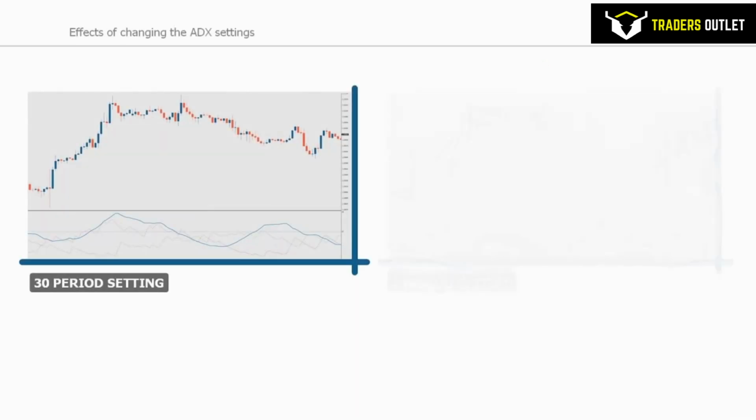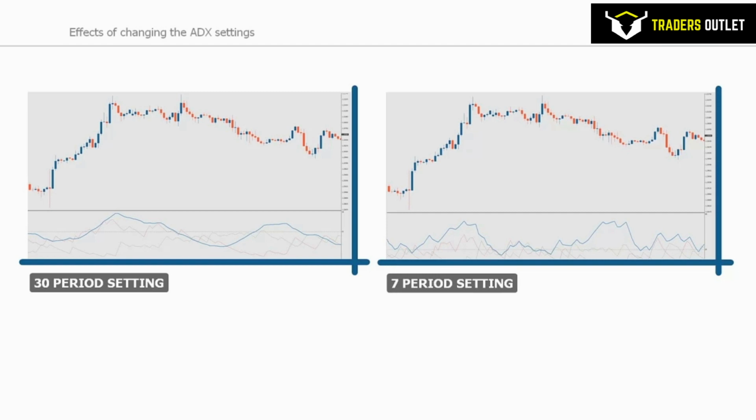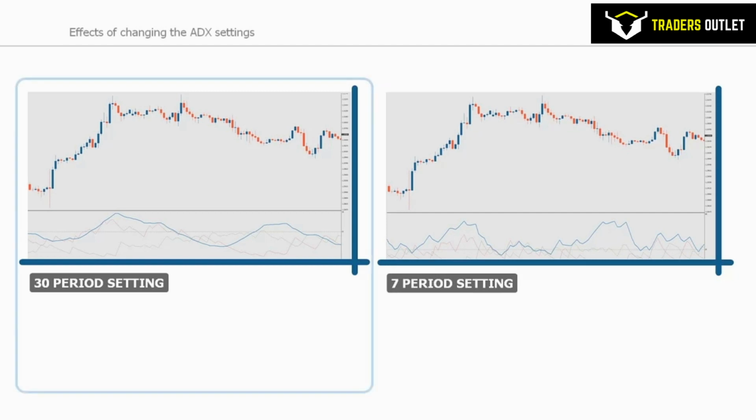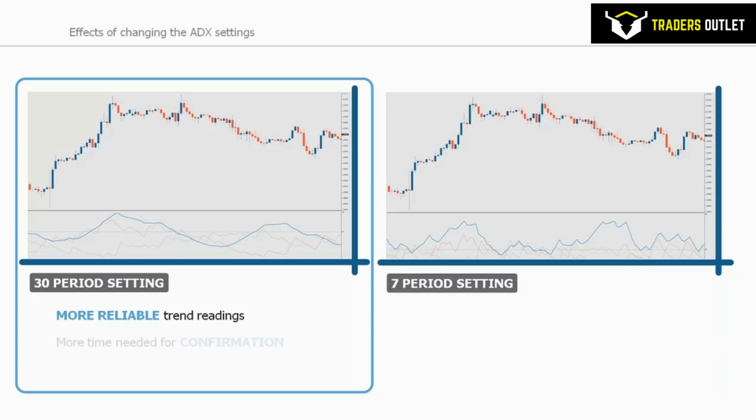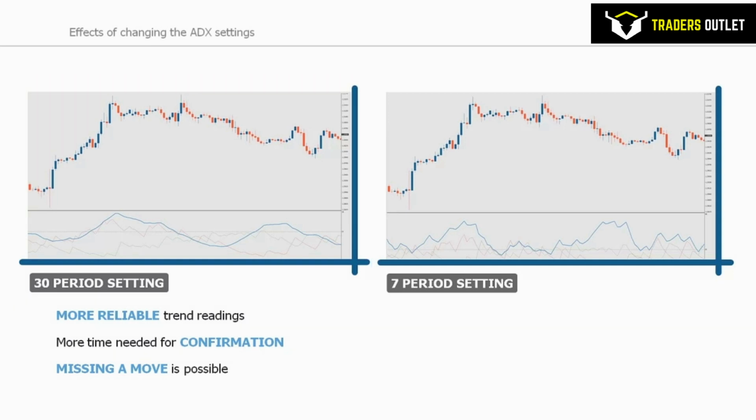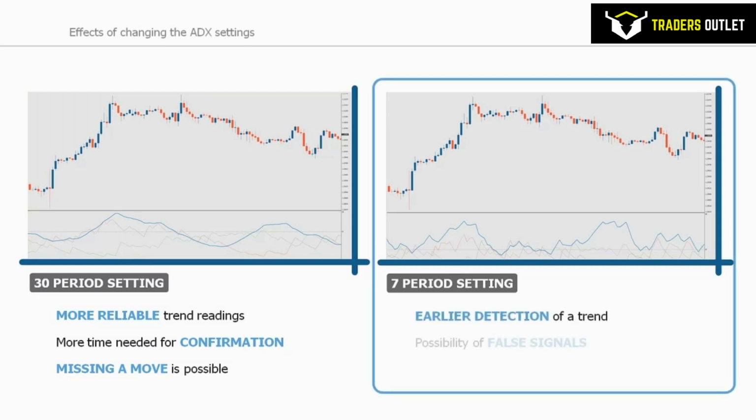The higher the indicator setting, the smoother the ADX appears on your chart. A trader can find an advantage to using a higher setting, as it will result in more reliable trend readings. However, it will take longer for the indicator to confirm a trend is underway, increasing the chance of missing a substantial move. On the other hand, using a lower period setting will result in trends being detected earlier on. However, there is a chance of the indicator giving more false signals.